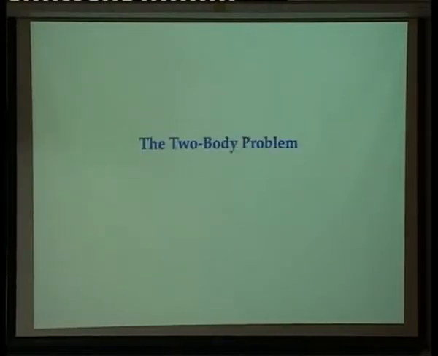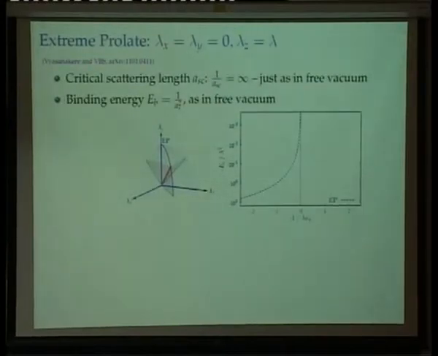Okay, all right. So, as usual in cold atoms, you start with the two-body problem because it's a dilute system. So let's discuss what happens in the two-body problem. Let me start with the extreme prolate gauge field, where there's gauge coupling only in one direction. So nothing much changes. There's a critical scattering length for forming a bound state, and that critical scattering length is the resonance scattering length. Once you form a bound state, you have a binding energy of 1 over the scattering length squared, which is also well known.